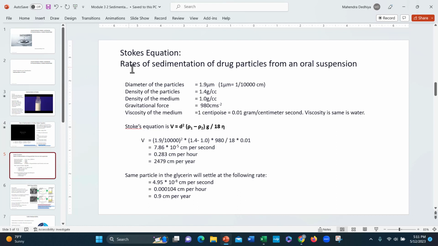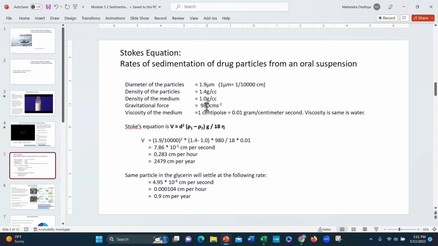This is the rate of sedimentation of drug particles from an oral suspension. Average diameter of the particle, D50, is 1.9 micron. It's a micronized material. 1 micron is equal to 1 divided by 10,000 centimeter. Convert every unit into cm, centimeter, or cubic centimeter. Density of particle is 1.4. Density of medium, in this case water, is 1.0 gram per cc.